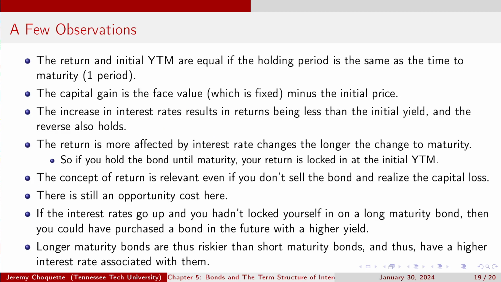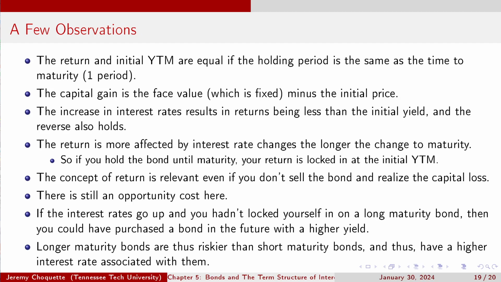The return and the initial yield to maturity are going to be equal if the holding period is the same as the time to maturity, which is one period. The capital gain is the face value, which is fixed, minus the initial price. The increase in the interest rate results in returns being less than the initial yield, and then the reverse of that would also hold. And the return is more affected by interest rate changes the longer the time to maturity. So if you hold the bond until maturity, your return is locked at the initial yield to maturity.